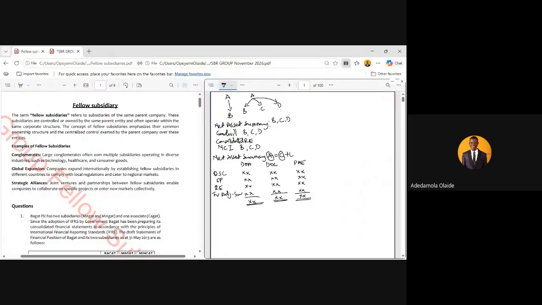And it is this post-acquisition earnings we will now share between the parent and non-controlling interest. While the parent's share will be added to the parent's consolidated retained earnings, the NCI share will be added to the value of NCI at the date of consolidation. Does it make sense? Do we understand?